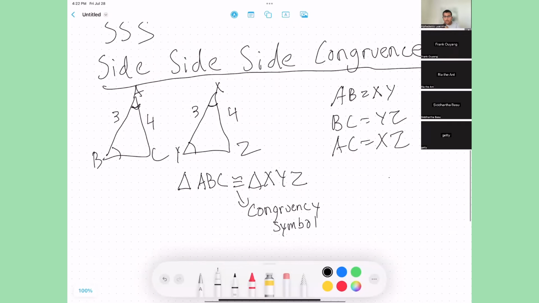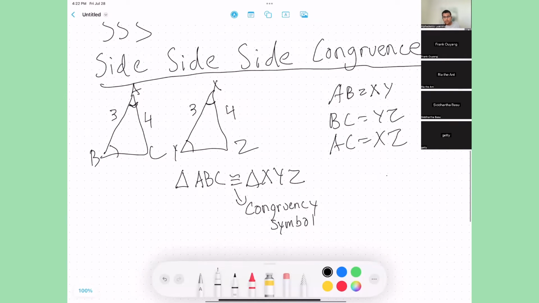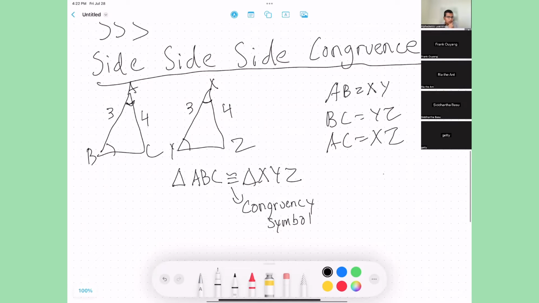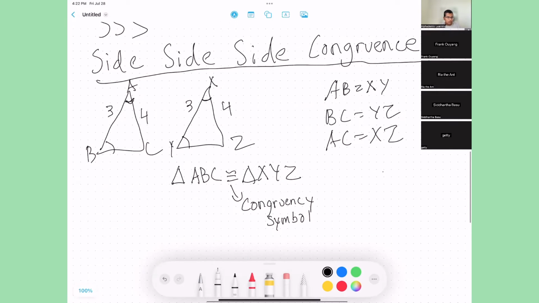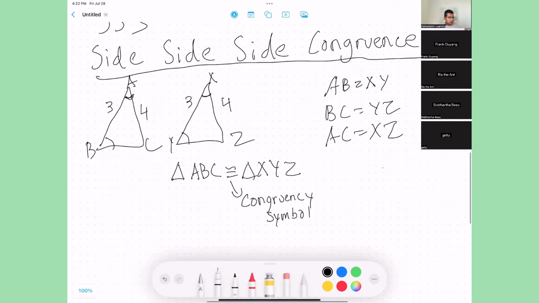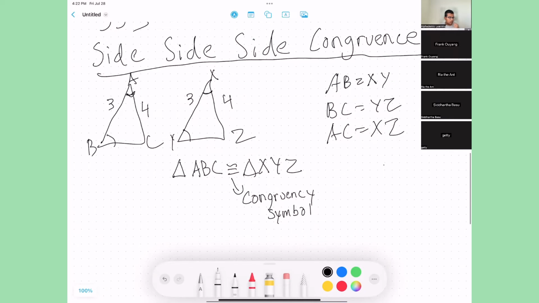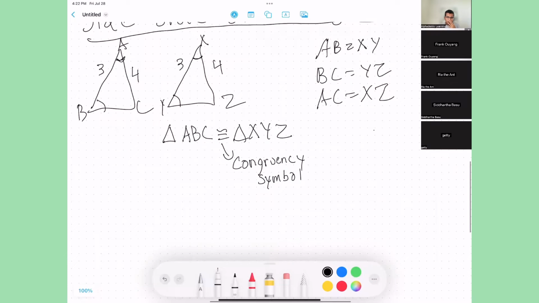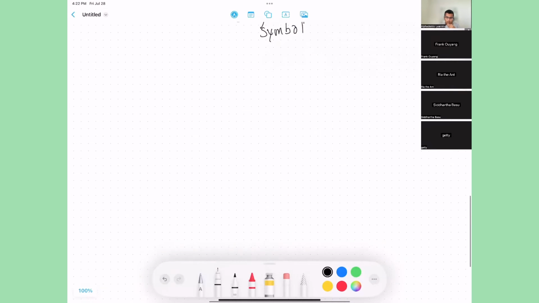Is everyone clear on side congruence? Just give me a thumbs up in the Zoom reactions. Everyone okay? Okay, so we'll just go over a problem now.